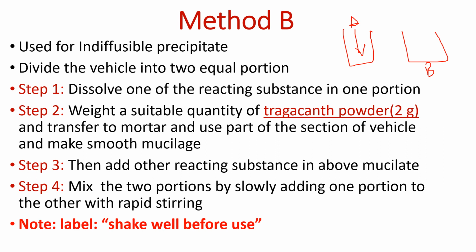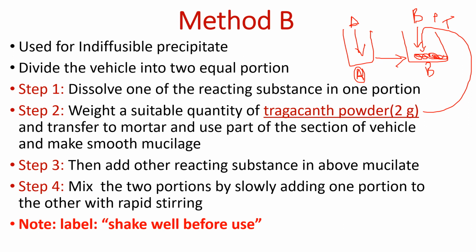Now to this beaker B, I am going to add a suitable quantity of tragacanth powder and make a smooth paste, a smooth mucilage. Then I am going to take my drug B and add it into beaker B. Then mix uniformly. Now after mixing, take the contents of beaker A containing the drug and add it to beaker B containing the tragacanth plus the drug, which was made as a smooth mucilage. Add slowly and then finally mix rapidly.